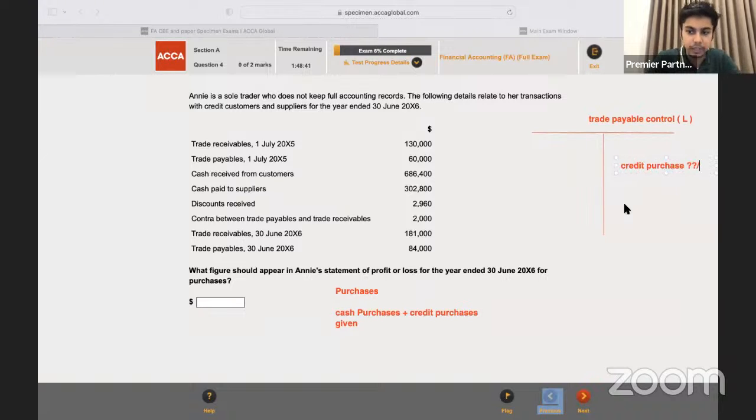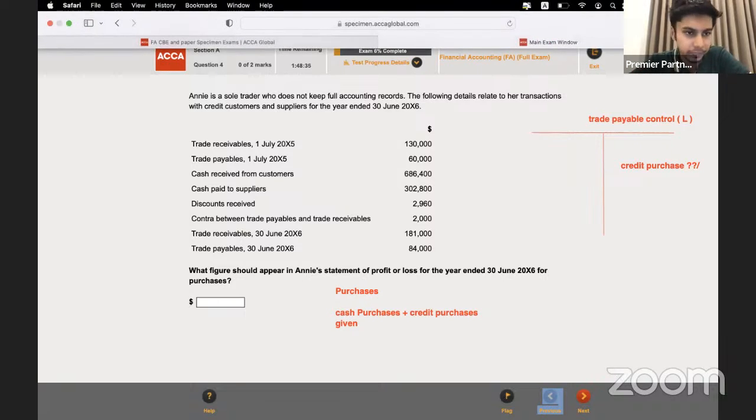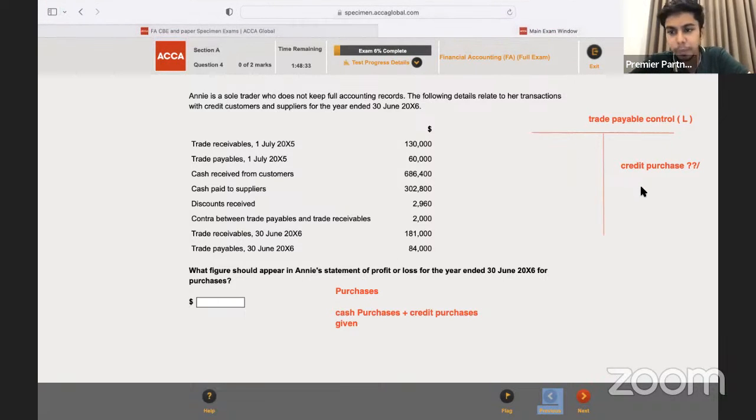So what you do, guys, you go through the question and see if cash purchase is there. It's very rare. If it's not there, 0. Then open up a trade payable control account and try to find the credit purchases. Add both your answers together, then you will have your purchases answer. That's how we normally do it.